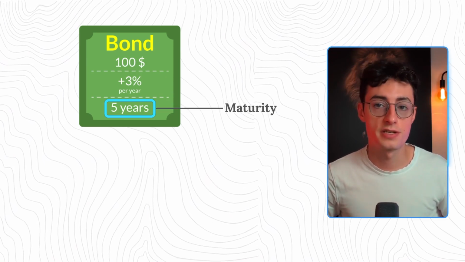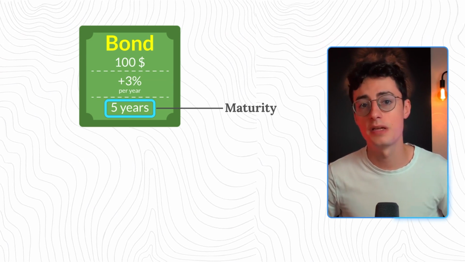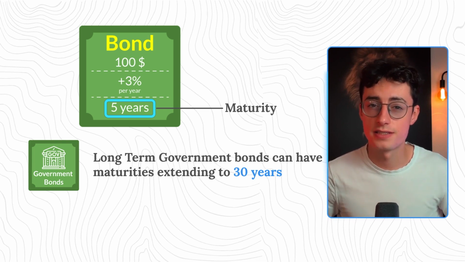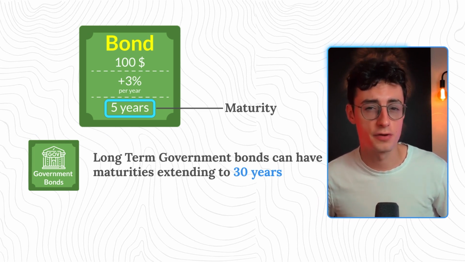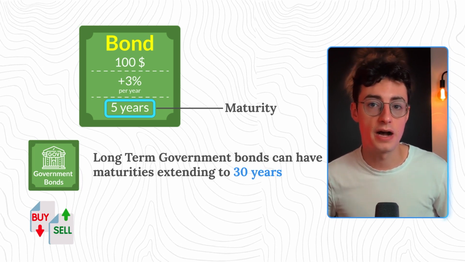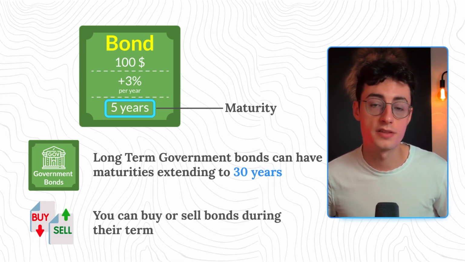The third element of a bond is its maturity. Generally, bond maturities range from 3 to 7 years, but they can be much longer. Some government bonds have maturities of over 30 years. However, this doesn't mean you have to wait 30 years for your money. Bonds, like stocks, are traded on the stock exchange. This means you can buy or sell bonds during their term on the exchange.